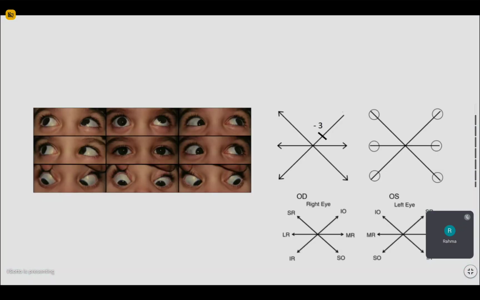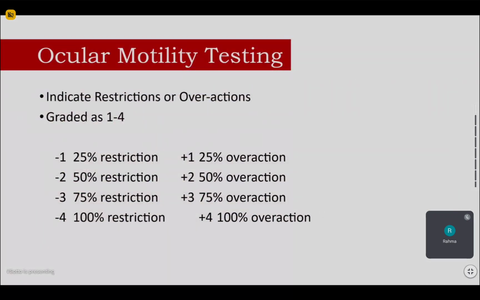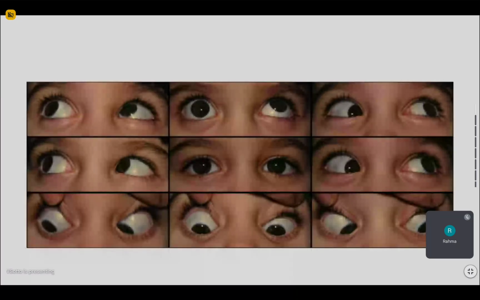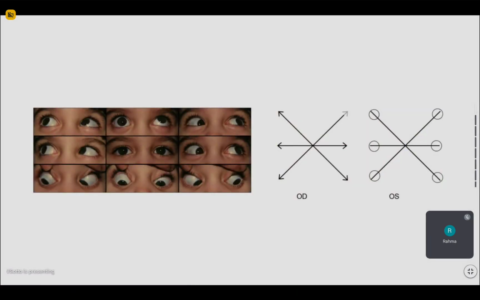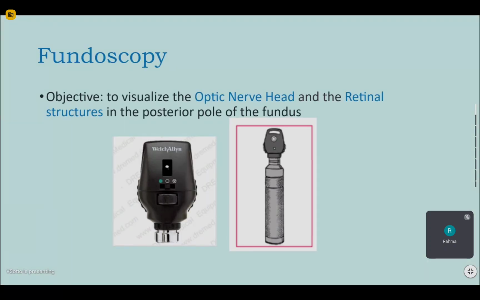So it's important to check for your EOM, your ocular motility testing. We usually ask the patient to follow one of our fingers or any target that the patient could follow in all directions of gaze. So I guess you have touched that topic in your first year, checking for the extraocular motility function. So now let's go to fundoscopy.